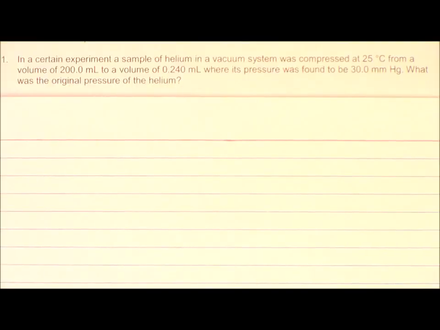In a certain experiment, a sample of helium in a vacuum system was compressed at 25 degrees C from a volume of 200 milliliters to a volume of 0.240 milliliters, where its pressure was found to be 30.0 millimeters of mercury. What was the original pressure of the helium?